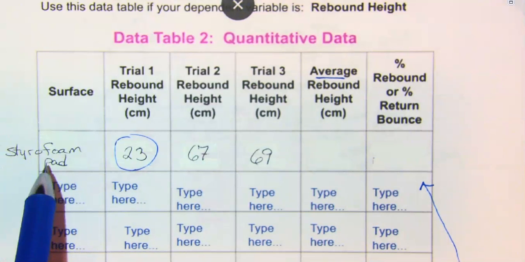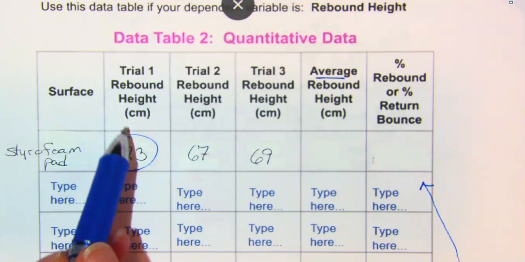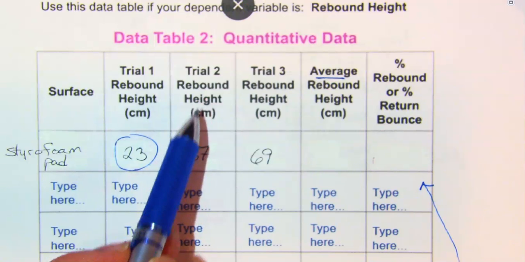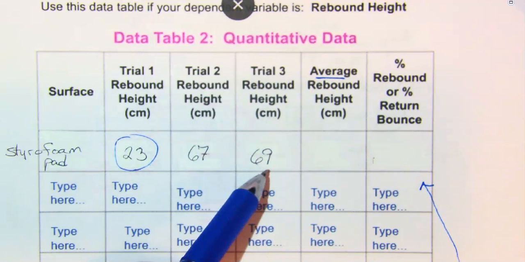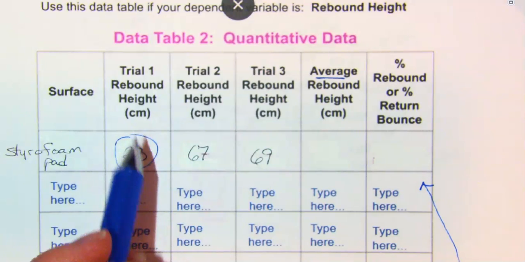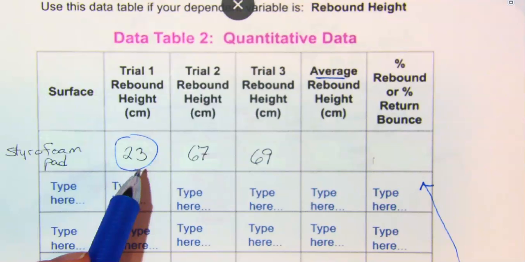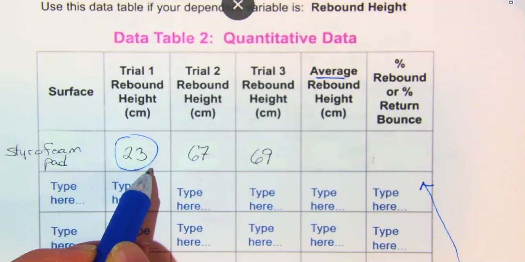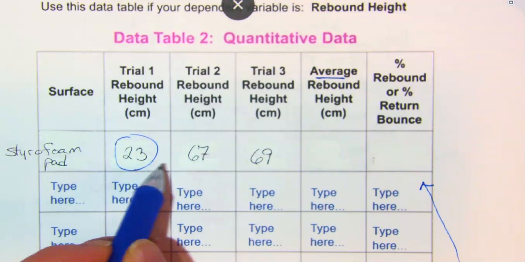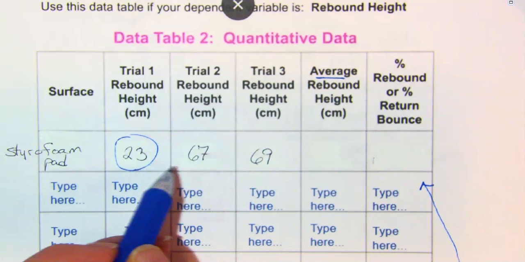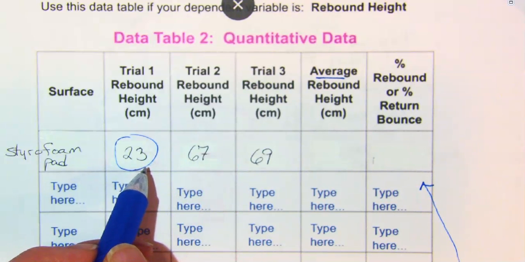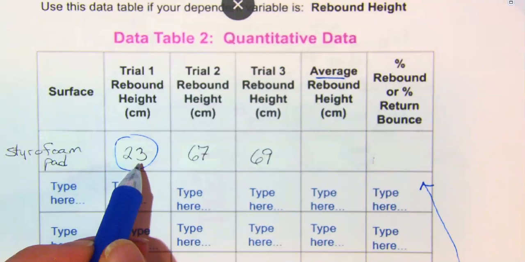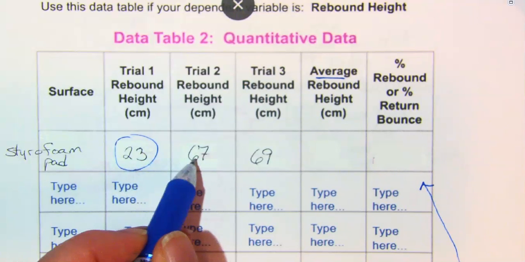So let's pretend that I dropped my golf ball on a styrofoam pad. In trial 1, my ball rebounded to 23 centimeters. In trial 2, it rebounded to 67 centimeters, and then 69 rebound height for the third trial. So again, you would add up all of the results. Well, actually, let's back up for a second. Hopefully you realize you should redo this trial. This is an outlier because it's nowhere near the results of the other trials. So there was some kind of human error or maybe equipment error that happened during this trial, and you should redo this trial so that the number is more similar to the other 2 trials.